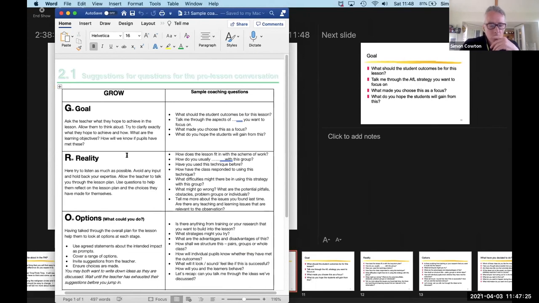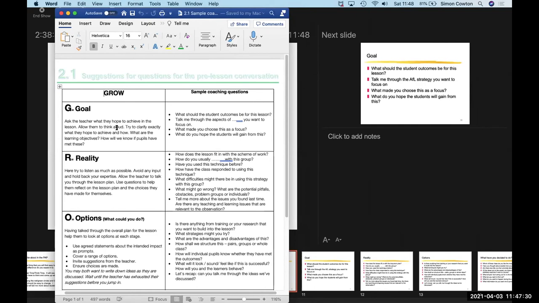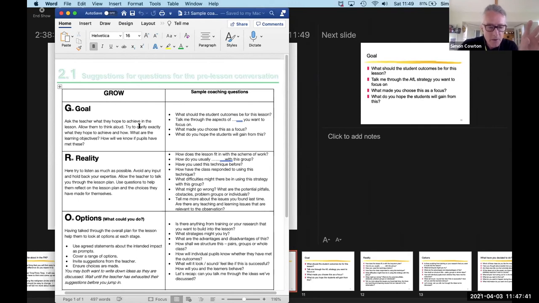So when you're in the pre-lesson conversation, thank you, Khalid, you're asking them what they hope to achieve and why. And then you step them into the reality. So they'll tell you about their goal, and then you step them through to the reality. This is about listening, the reality.